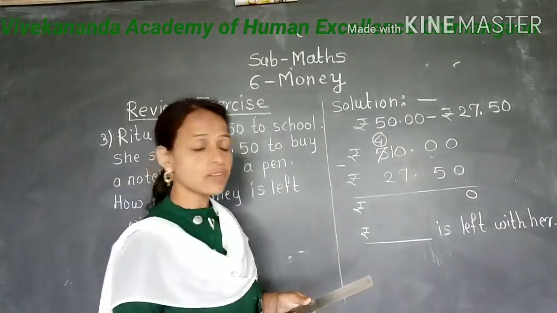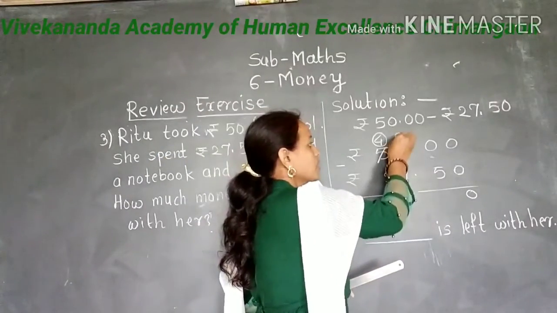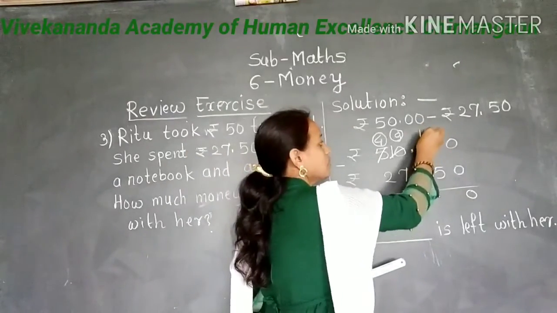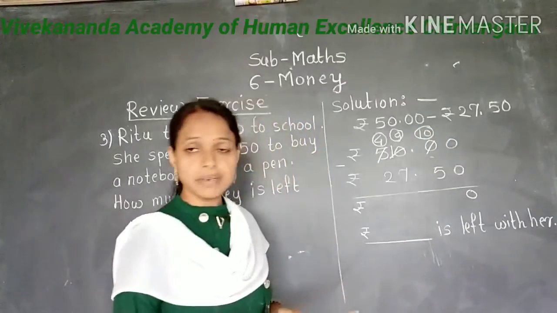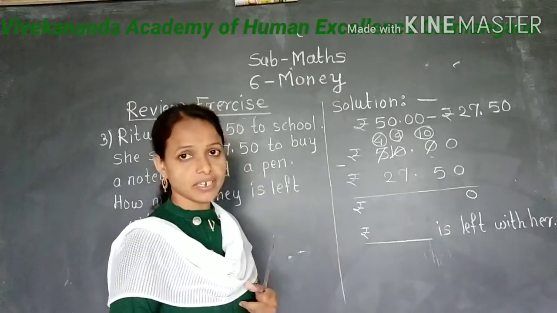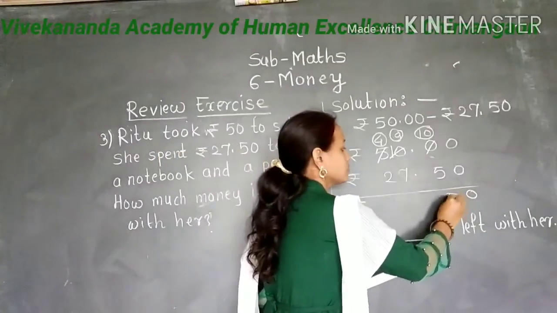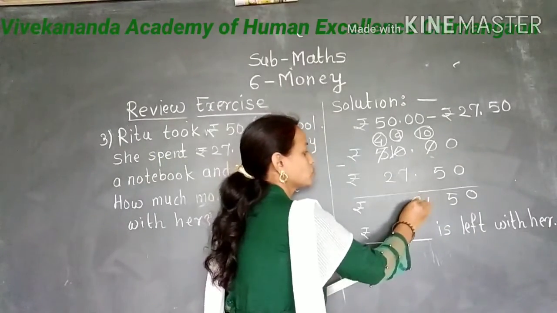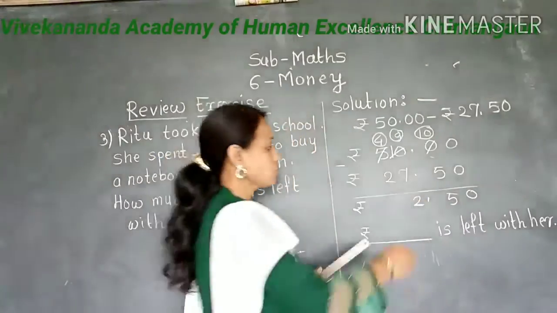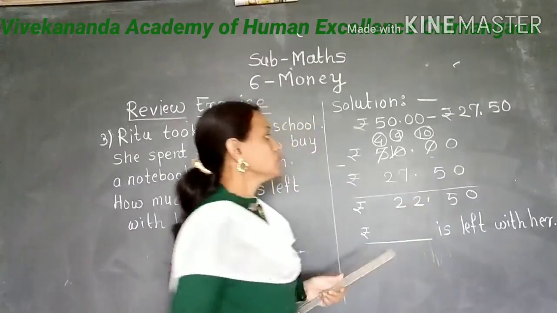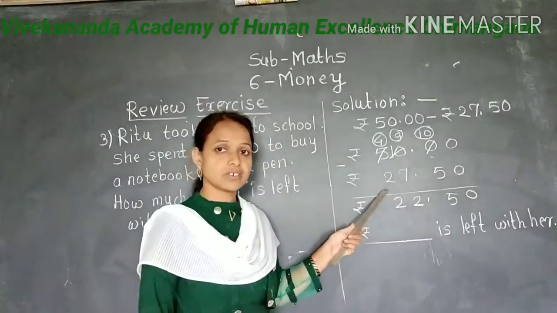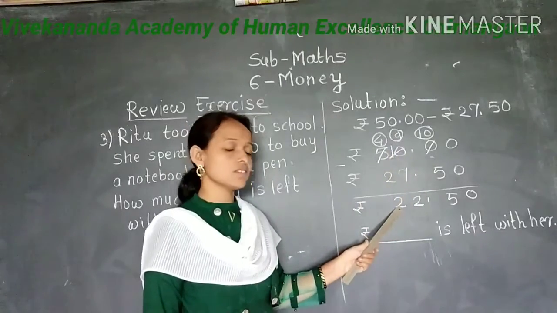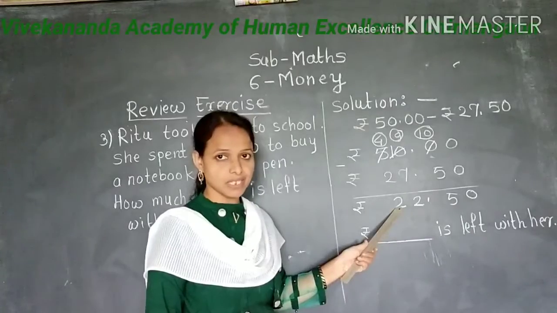Again we borrow 1 from 10. So here 9 remains, and this 0 becomes 10. Now we subtract 5 from 10. 10 minus 5, 5. 9 minus 7, 2. And 4 minus 2, 2. So in this way we subtract 27 rupees 50 paise from 50 rupees. We get the answer 22 rupees 50 paise.